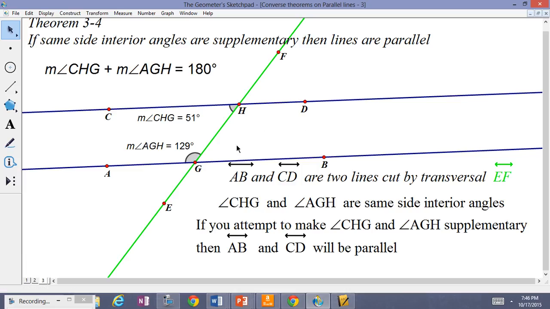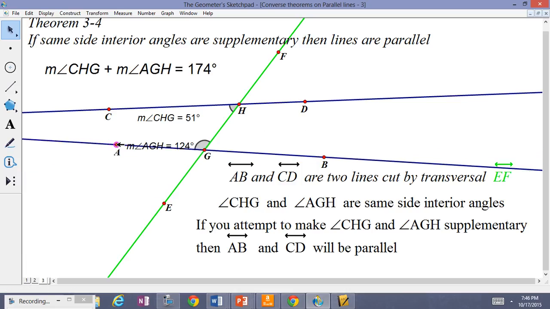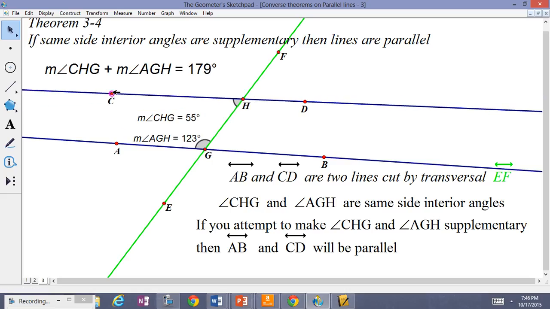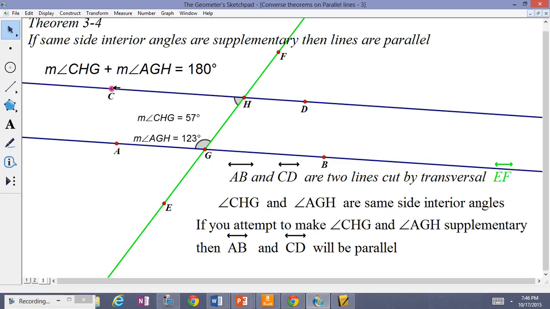And either way we move them, okay? I want to move it like this here, that's fine, really doesn't matter. I want to arrange for these angles to be supplementary, if I can. And once those angles are supplementary, then in fact, okay, we do see that the lines are parallel.